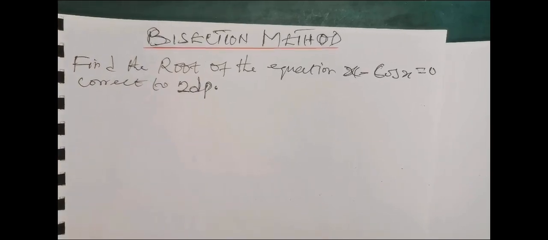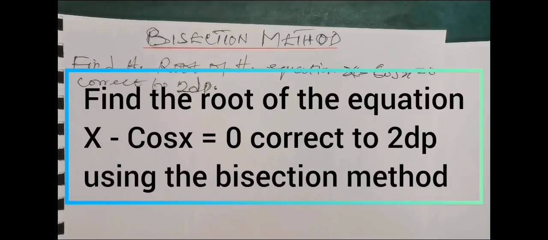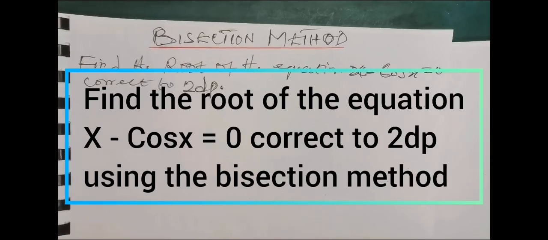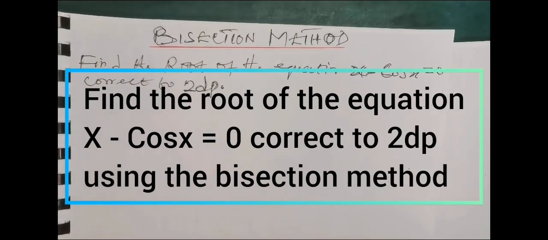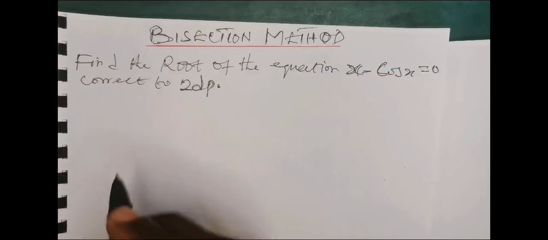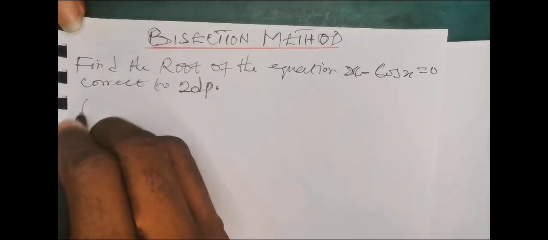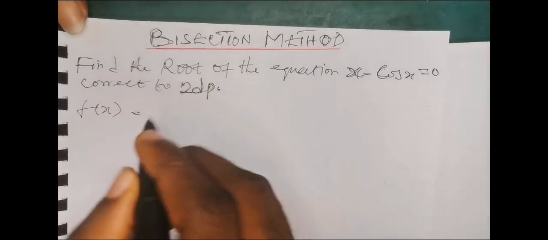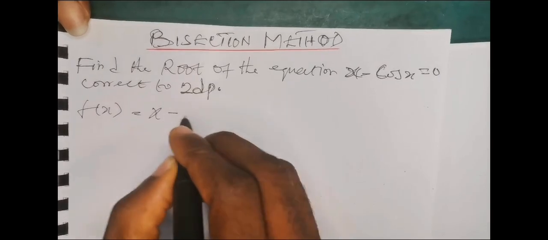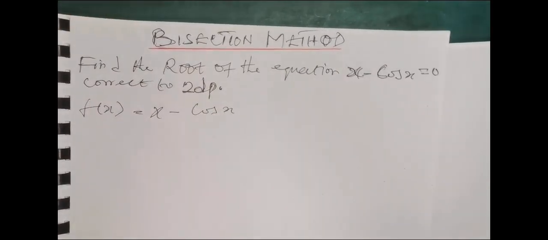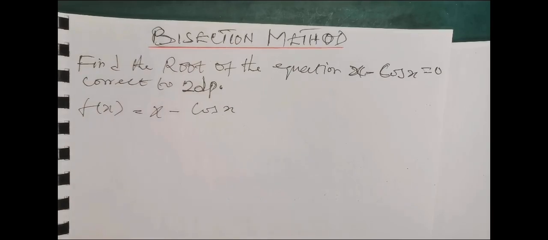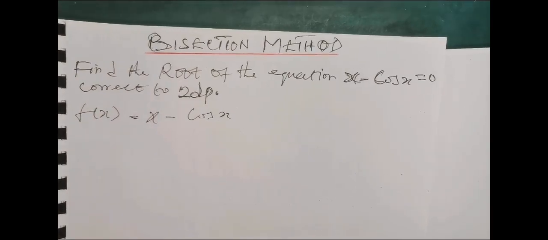Okay, so let's consider this question. It says find the root of the equation x minus cos x equal to 0 correct to 2 decimal places using the bisection method. Okay, so first thing, let's define our function. f of x equals x minus cos x.